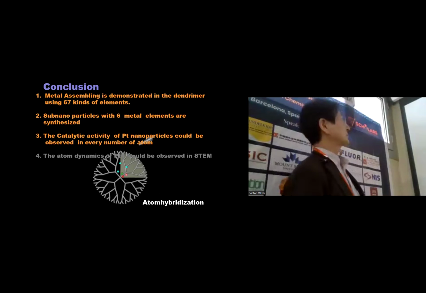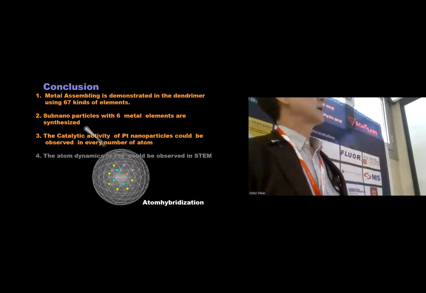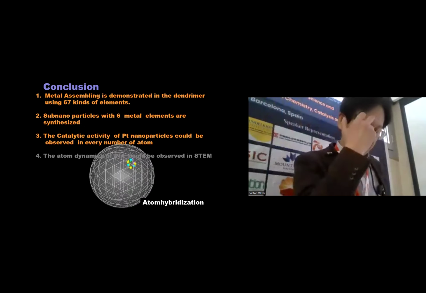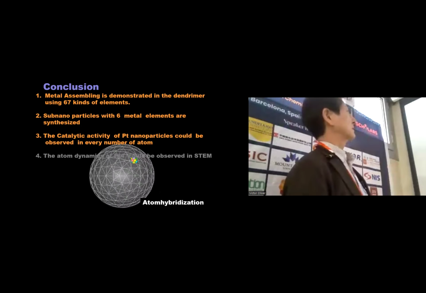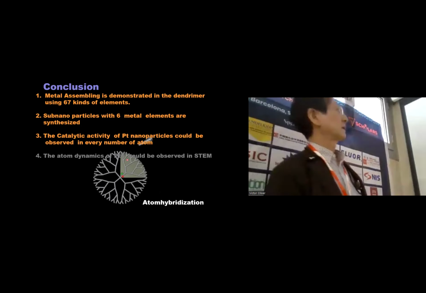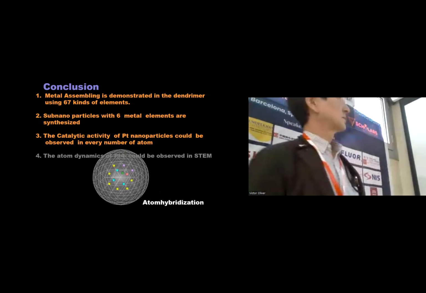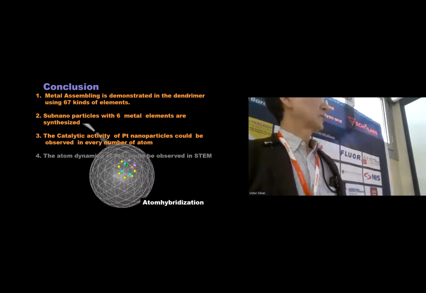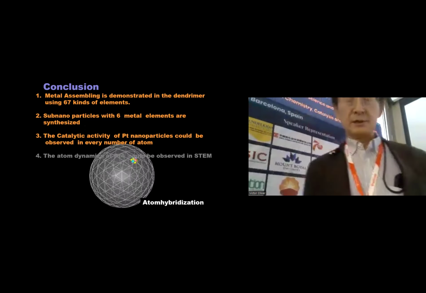Okay, so the conclusion. We carried out metal assembling. We succeeded in the accumulation of metal salts using 67 kinds of elements. We succeeded in the formation of a subnano particle with 6 metal elements. The catalytic activity of the subnano-sized particles was confirmed. For every number of atoms, the subnano-sized platinum particle acts as an excellent catalyst for electron reduction of oxygen.